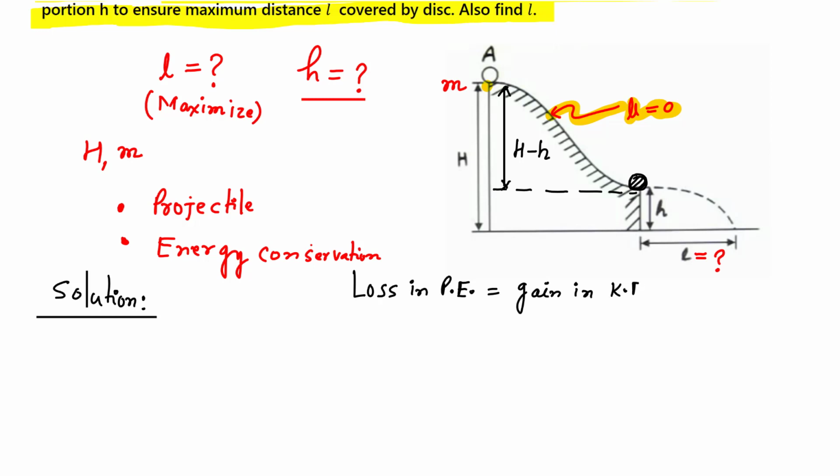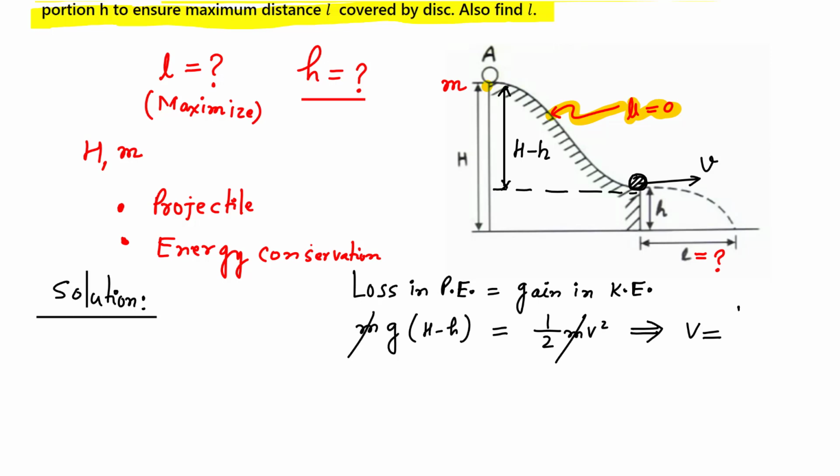So how much is the loss in potential energy? Mass is m, and g, and the height is H minus h. And what is the gain in kinetic energy? Let's say this has a velocity v, so we can say half m v square. So from here I can write v is equal to, mass gets cancelled out, so v is equal to the square root of 2g times H minus h.